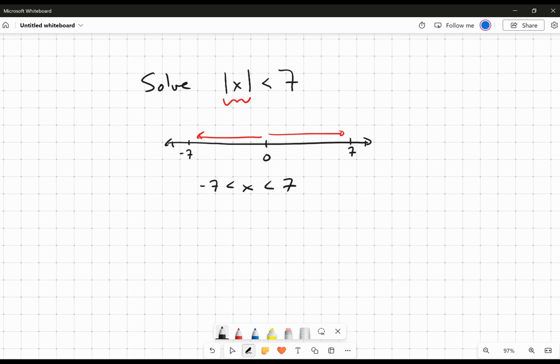Because I would include 7 if up here in the original question it had said less than or equal to, but it doesn't. So we're not including that. All we're doing is going between negative 7 and 7. So another way that you might want to write that is in interval form here, negative 7 to 7 with soft brackets on both ends.